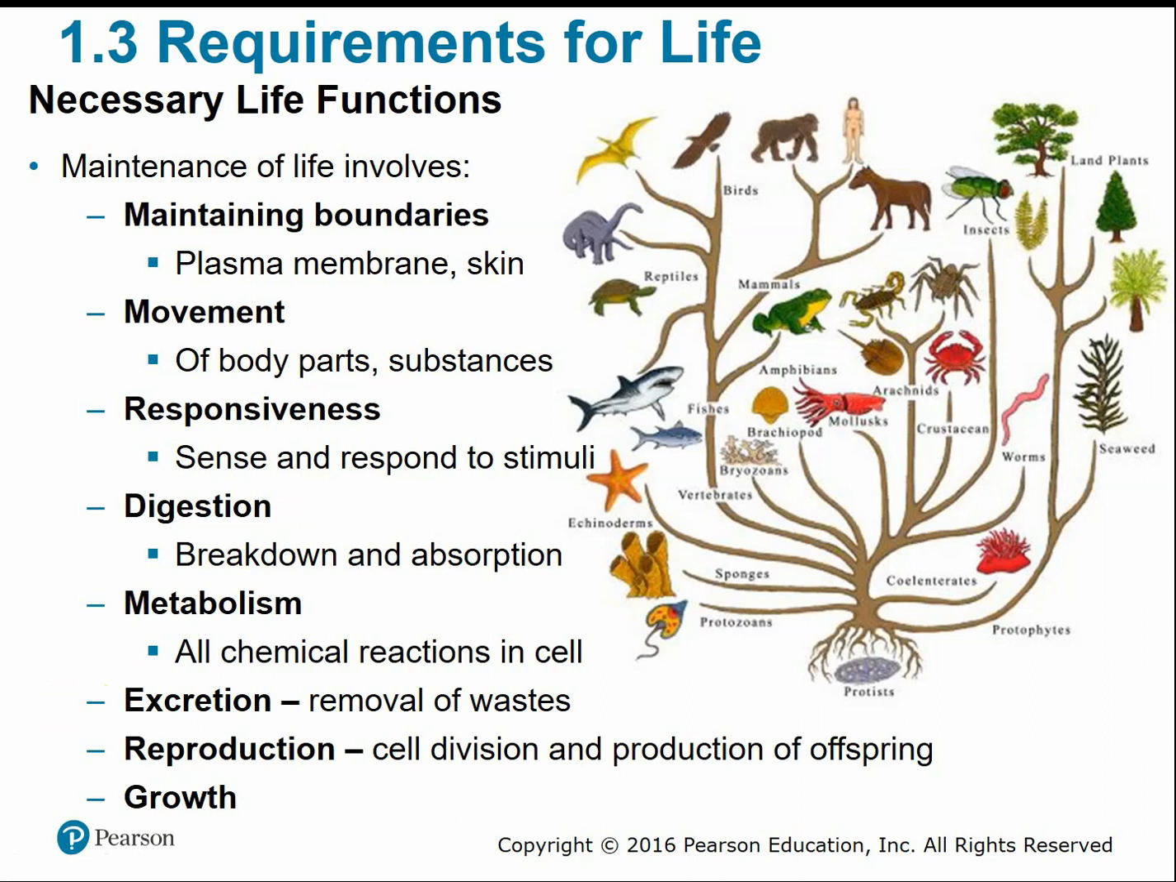Reproduction. All living things are capable of reproducing. It's not only the production of offspring, but also consists of cell division. So when you grow, your cells are dividing and making new cells, right? That is also a type of reproduction. And then finally, growth, which is an increase in size of certain body parts or tissues.